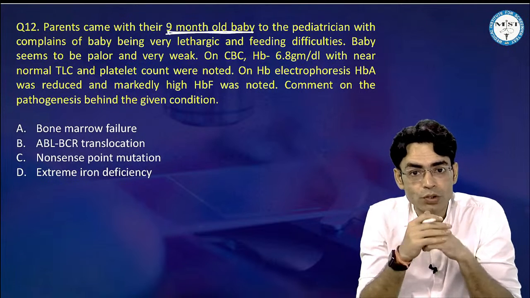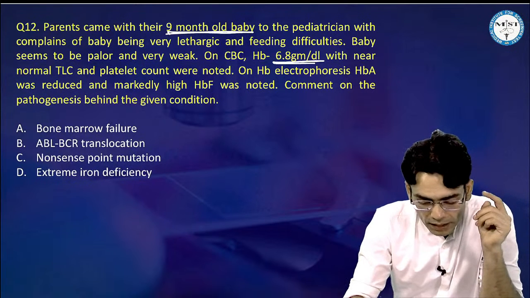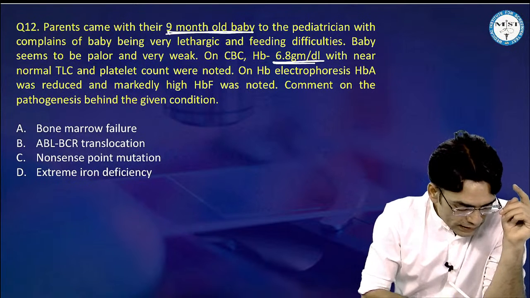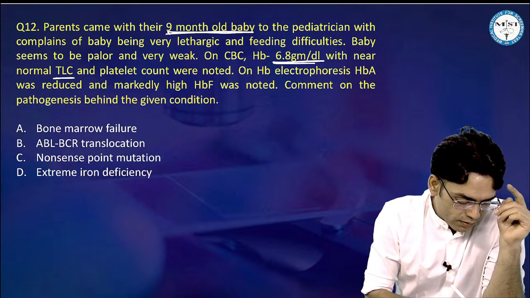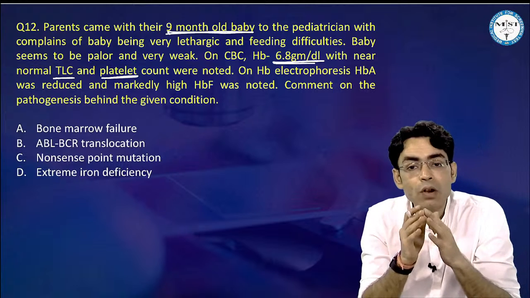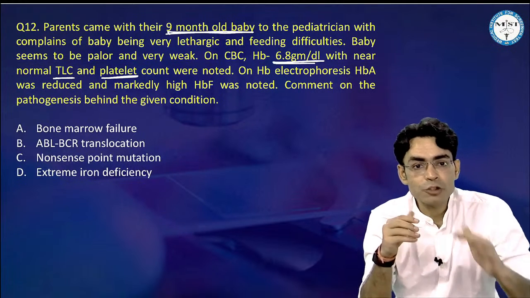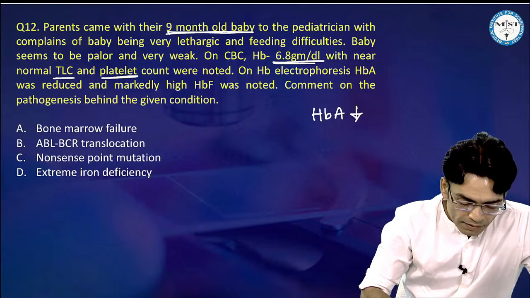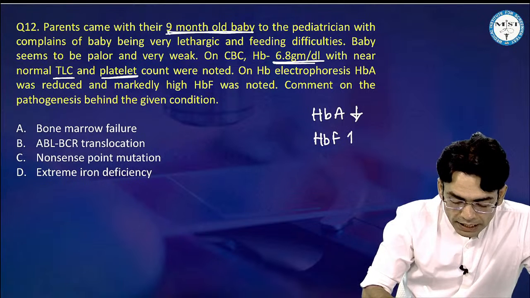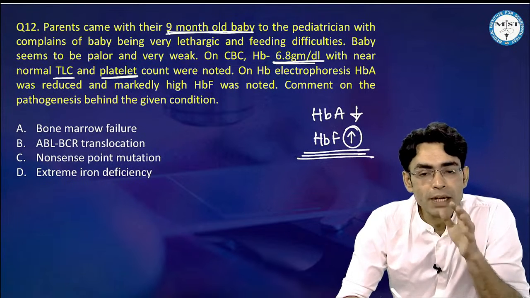So anemia ho raha hai isko. HB is 6.8 gram per deciliter. Near normal TLC and near normal platelet counts were noted. On HB electrophoresis, HbA was reduced. So they are saying HbA low and markedly high HbF. Okay. Comment on the pathogenesis.